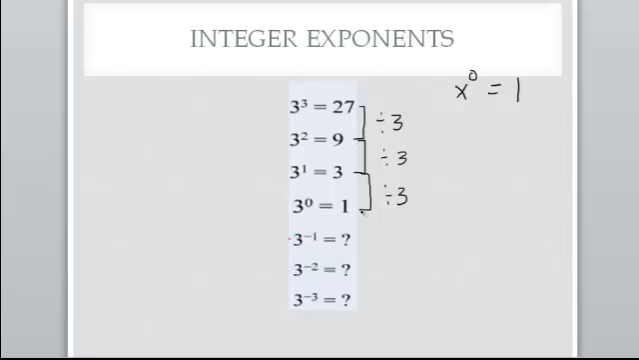Okay, so if we continue this pattern, we need a little more room. Divided by 3, divided by 3, and divided by 3. If we keep dividing by 3, what is 1 divided by 3? 1 divided by 3 is 1/3. Okay. So what is 1/3 divided by 3?